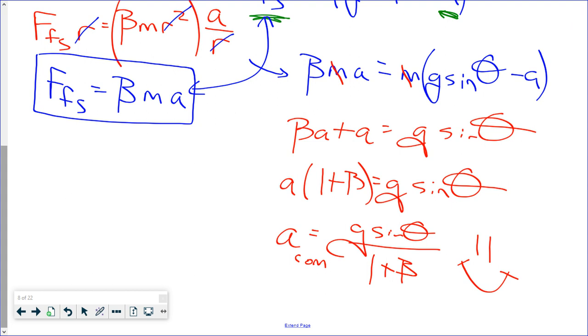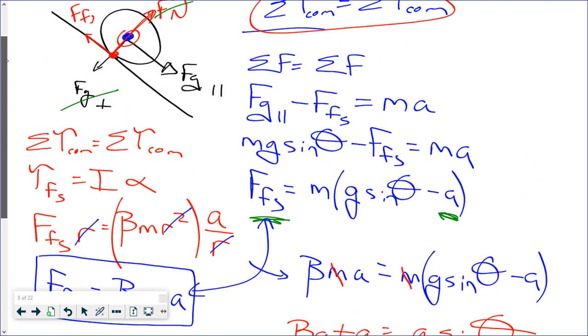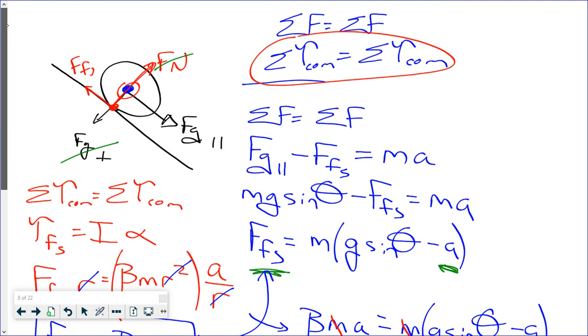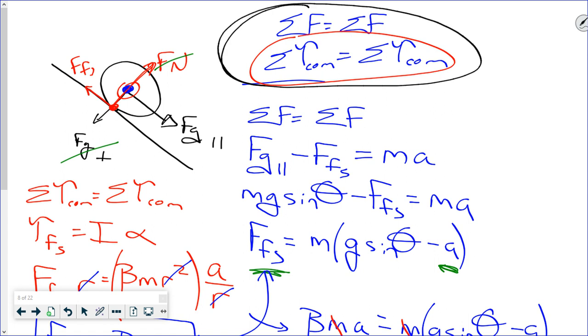What you should take from this, the big trick here, notice I did all of this with no numbers, which I know can be a little bit intimidating. But you can solve problems like this with numbers. The big takeaway is this. Two unknowns, two equations. Those are your two equations. Net force equals net force, net torque equals net torque. Okay?